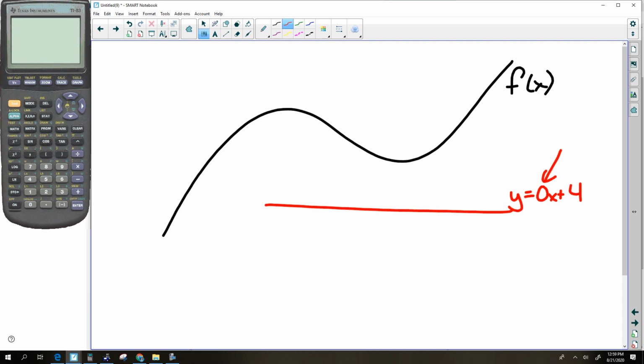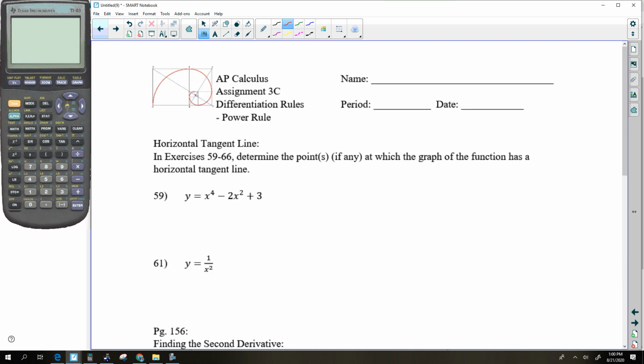Now, these are going to be incredibly important going down the road, because where do horizontal tangent lines occur? They occur at maxes and mins. That's where you're going to have horizontal tangent lines. Otherwise, the tangent line is not horizontal if it's anywhere but a max or min. So where is a horizontal tangent line, aka where is the derivative, the slope of that tangent line, equal to 0?